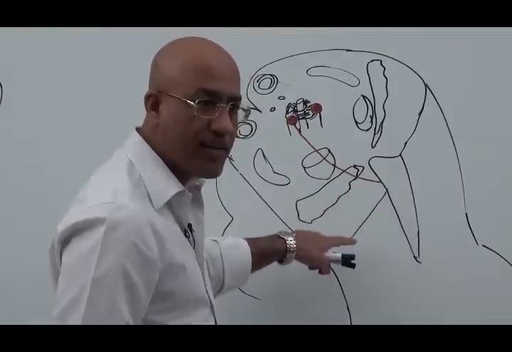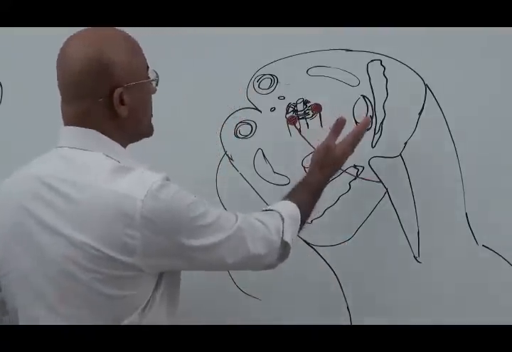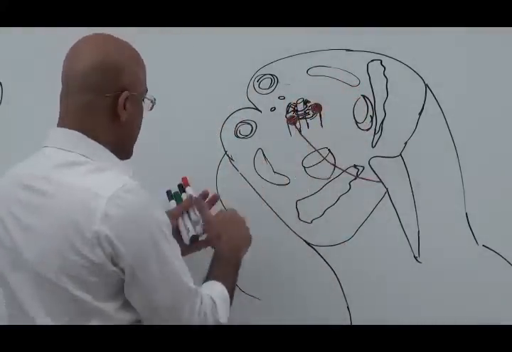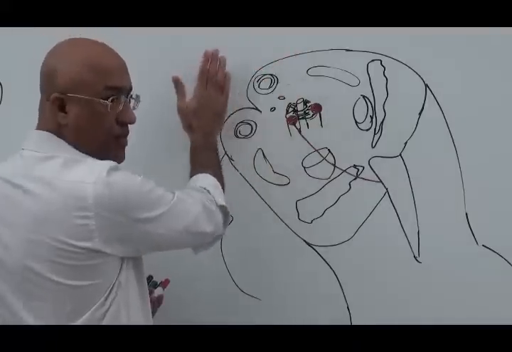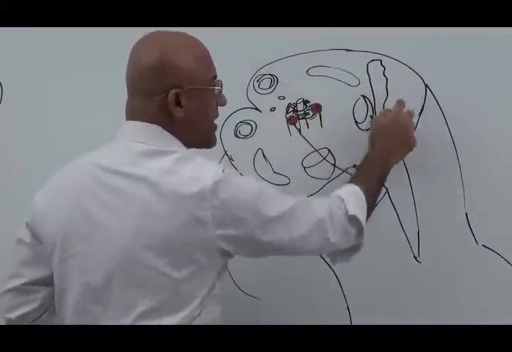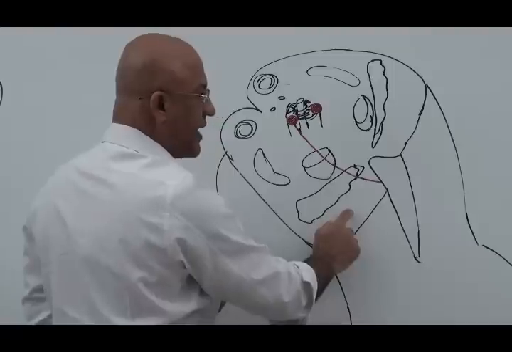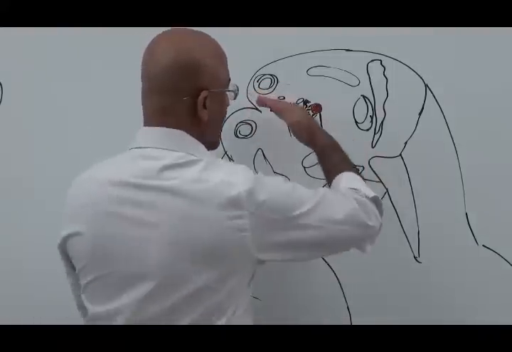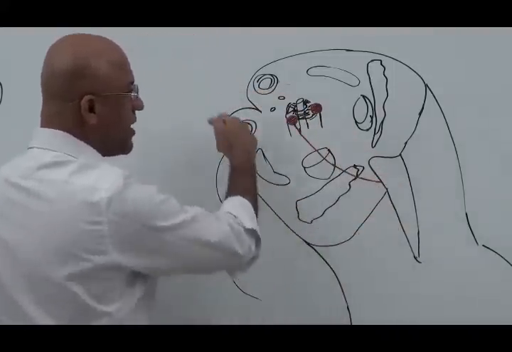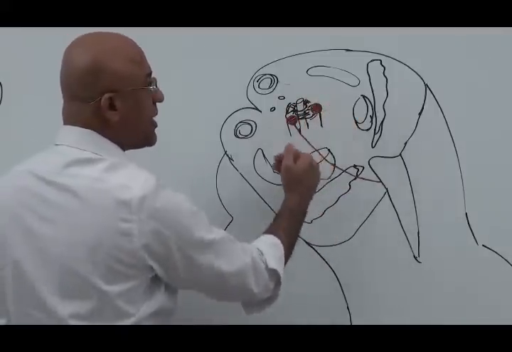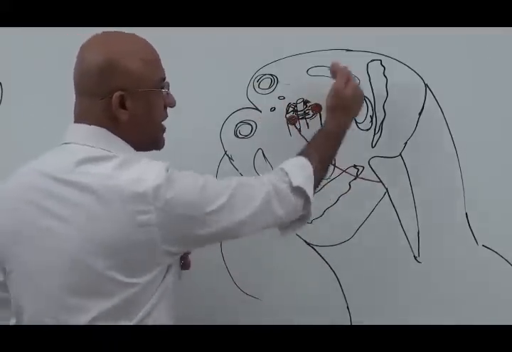Crus cerebri. Actually, the midbrain is divided into these structures, you know: here is the tectum, right? Tegmentum and crus cerebri, right? And half of it, if I take this half, this is the cerebral peduncle, right? So the midbrain is made of two cerebral peduncles, the right and the left.